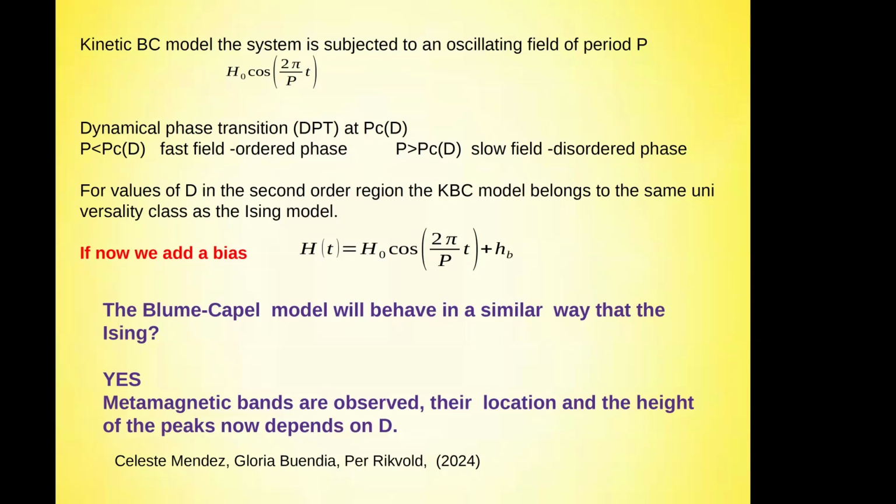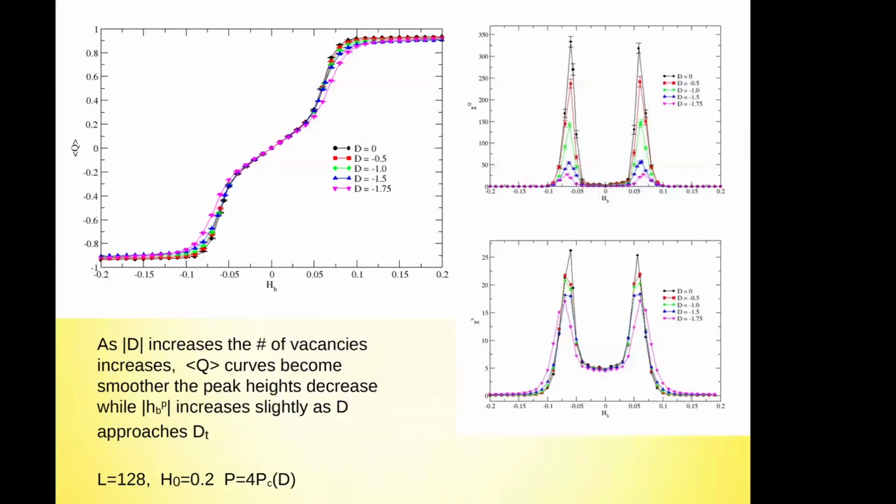What happens when we add a bias? When we add a bias, will the Blume-Capel model behave in a similar way to the Ising? And the answer is yes. We observe that we have the metamagnetic bands, but now the location and the height of the peaks depend on D. So notice what happened now. This is the Blume-Capel, this is the order parameter, the average magnetization, and these are the H_Q and H_B. Clearly we see the bands.